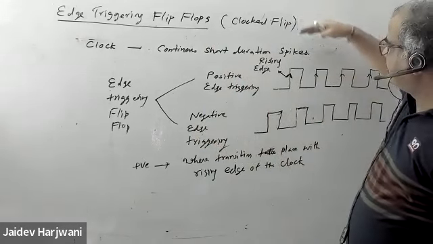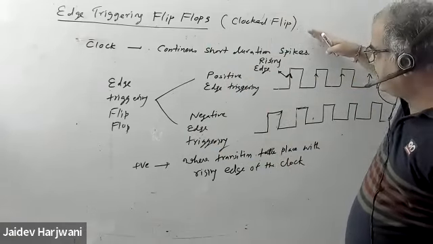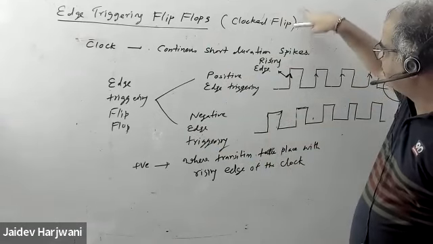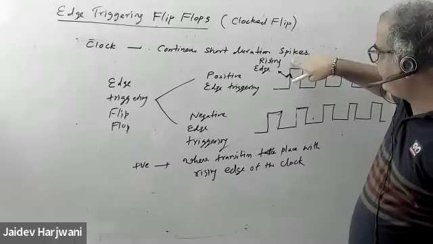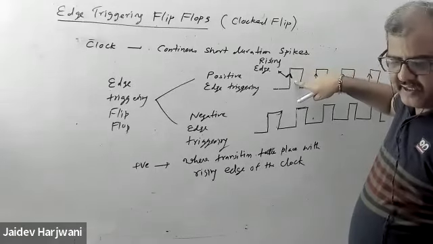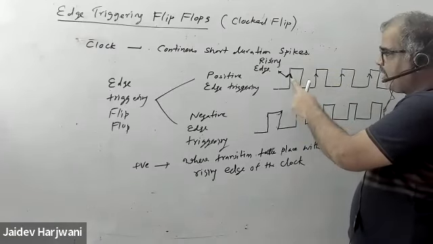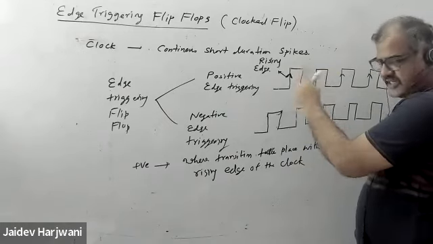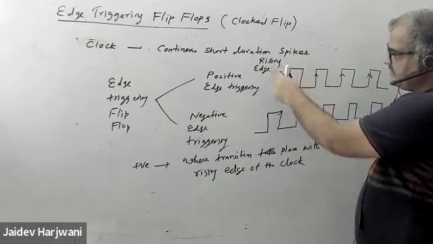Now your input signals are continuously varying, but that doesn't matter. Transition will happen. That means you have to see what the input values are at this point. What is the value of input at this point? That point will decide what the output is. Okay, and then again the output has to change. It will change here. So that means transition will always take place at the positive rising edge of the clock.